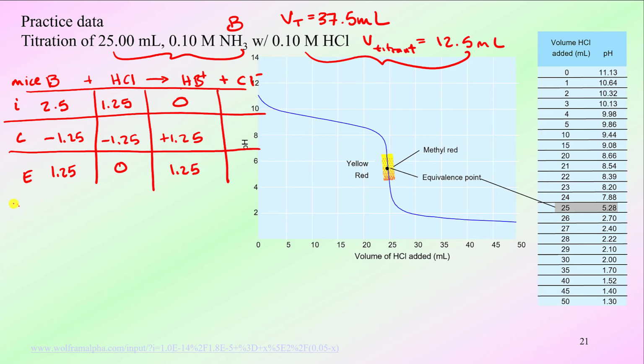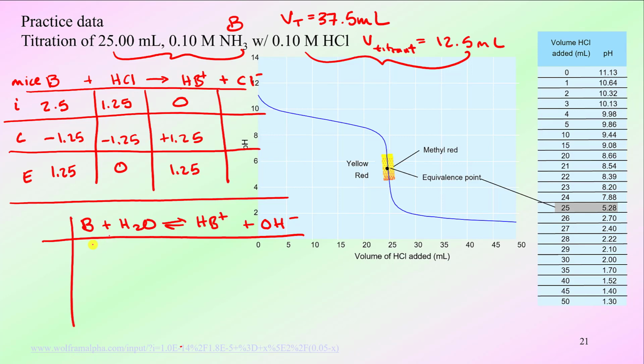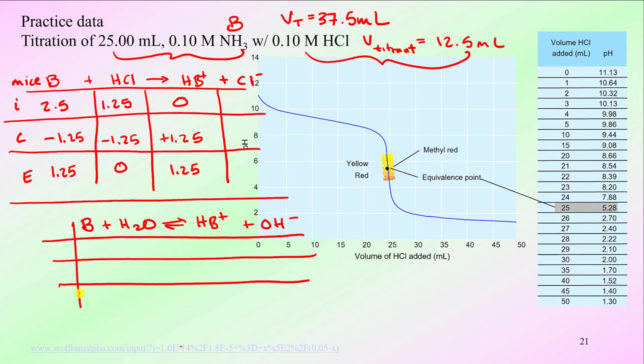Now we're going to do the equilibrium calculation, and this really is an ICE table. It has to have molarities. So I'm going to write my reaction first: B plus H2O in equilibrium with HB plus and OH minus. That's the hydrolysis reaction. It doesn't like me drawing at the bottom; I should have just made another slide. We'll just work through it. So this is my I, C, and this is E.